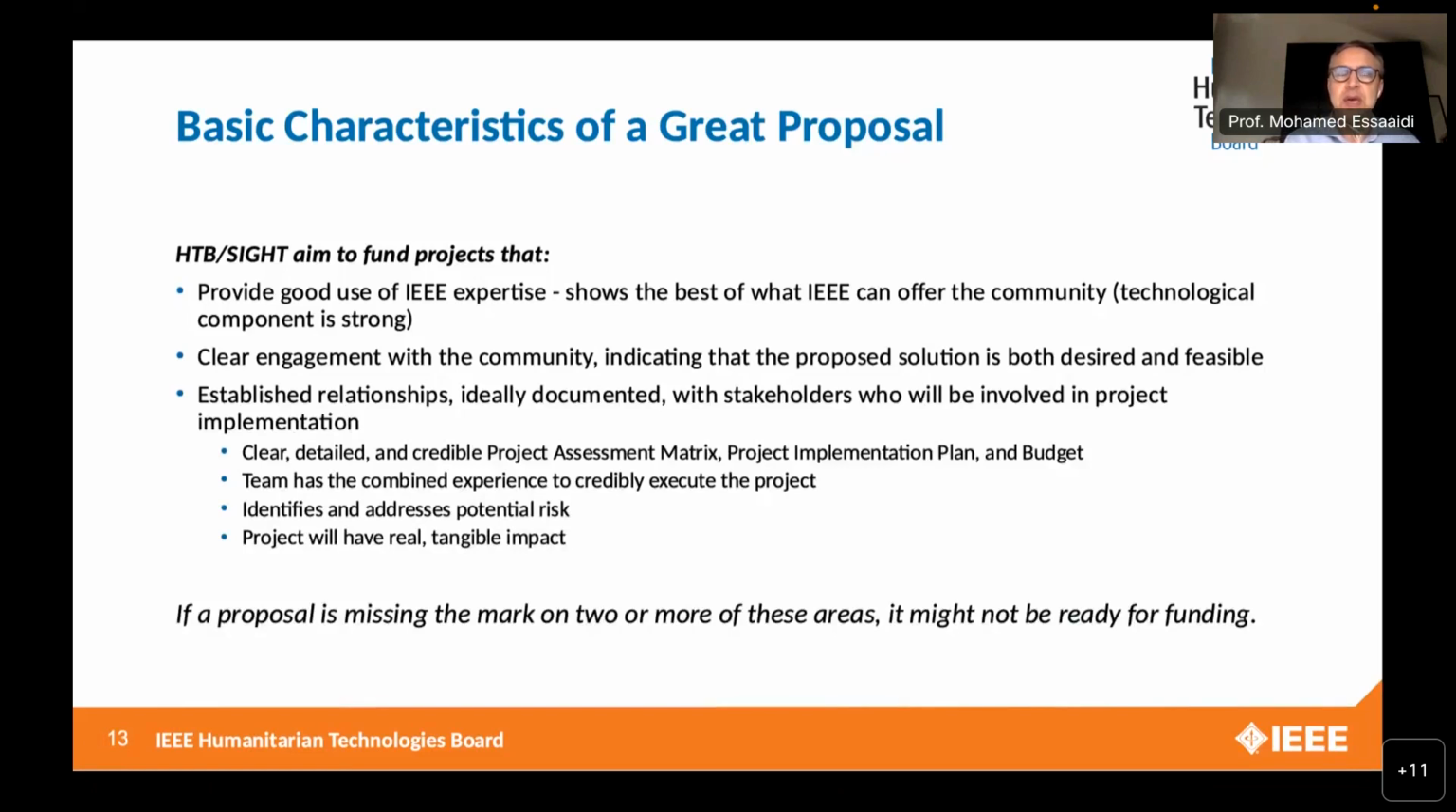So it's very important to connect with the local community, to define and work on the proposed projects. Establish relationships, ideally documented, with stakeholders who will be involved in project implementation, through a clear, detailed, and credible project assessment matrix, project implementation plan, and budget. Also, the team has the combined experience to credibly execute the project. It is very important also to document and prove this, identify and address potential risks, and the project will have a real, tangible impact on the community. If a proposal is missing the mark on two or more of these areas, it may not be ready for funding. So this is very important to bear in mind when preparing a proposal.